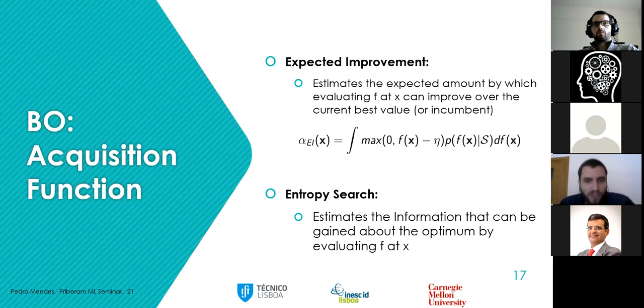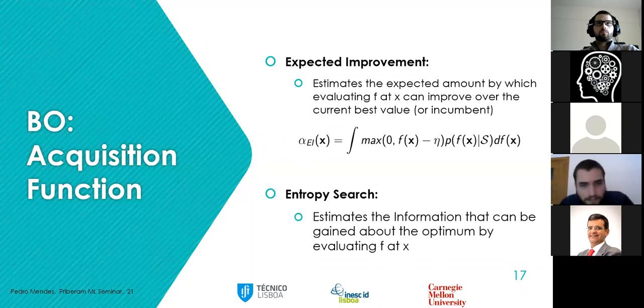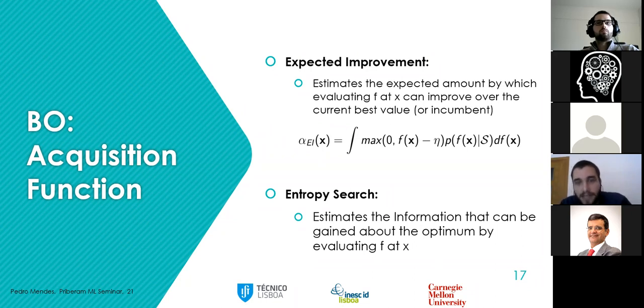There are a lot of different acquisition functions in the literature. I will also talk about entropy search because we are going to use entropy search later. Entropy search tries to estimate the information gain, the information that can be gained about the optimal distribution by evaluating a configuration. And here we can see the importance of having a measure for the model's uncertainty.